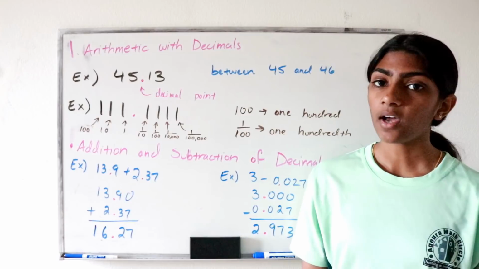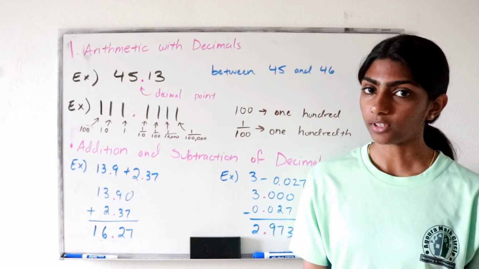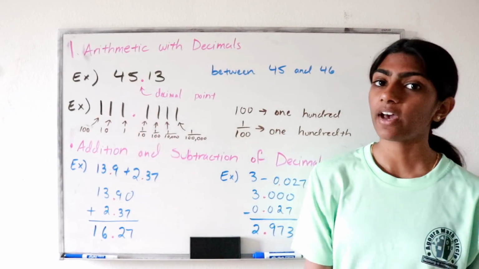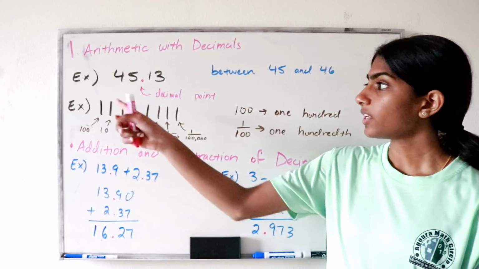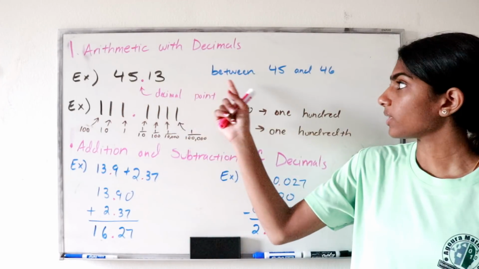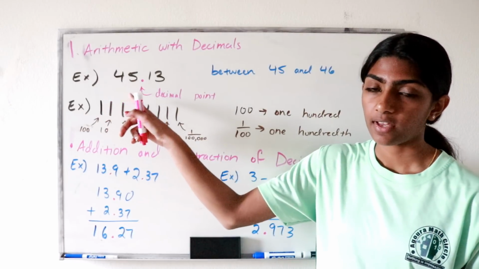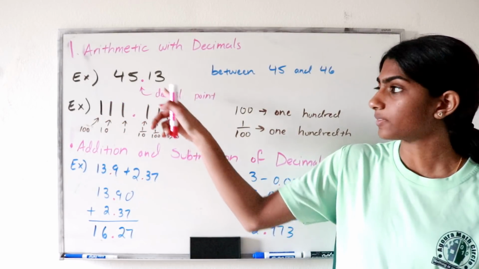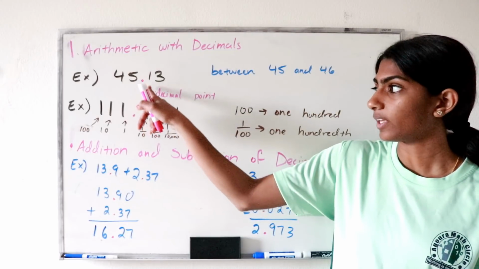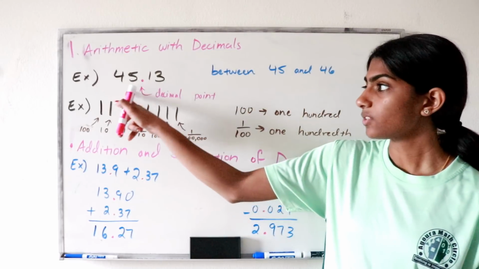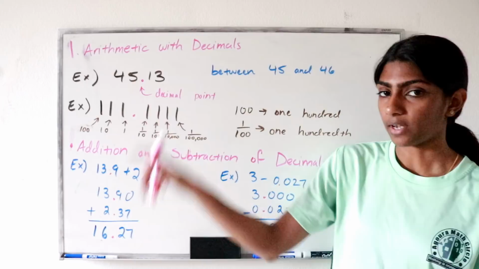A decimal is a non-integer number that is in between two whole numbers. For example, let's look at 45.13. This number, or this decimal, is in between 45 and 46. The part that's whole is the 45, and the part that's between 0 and 1 is 0.13. We separate them by the decimal point.